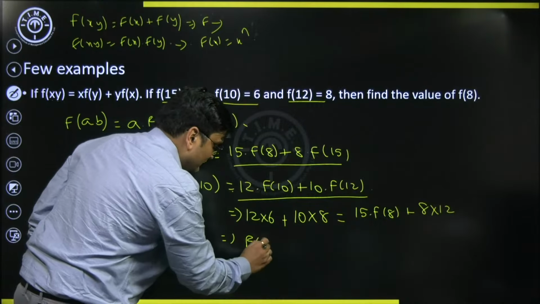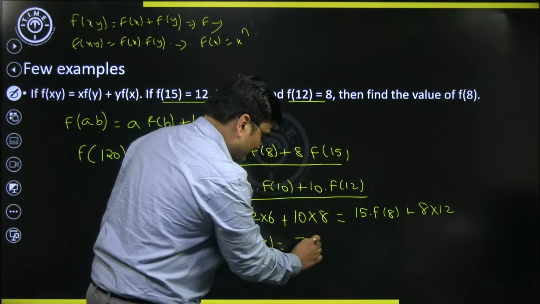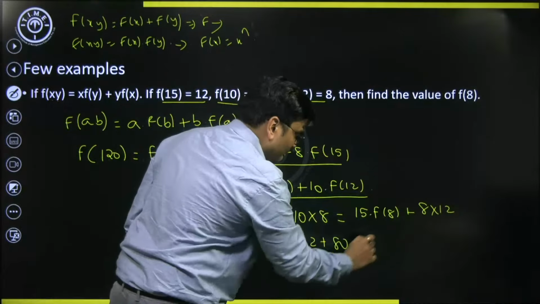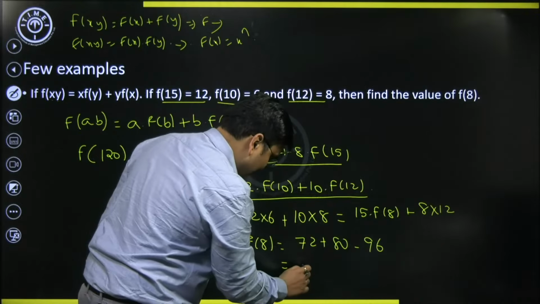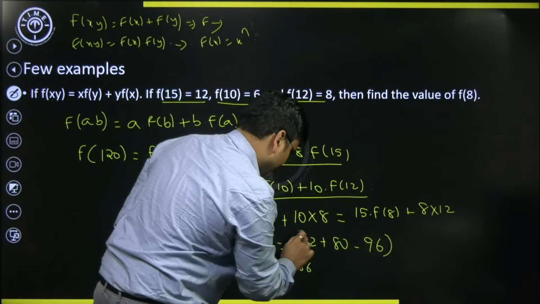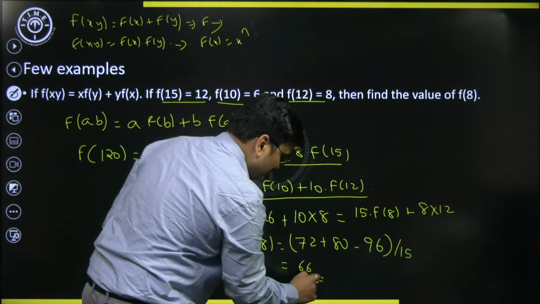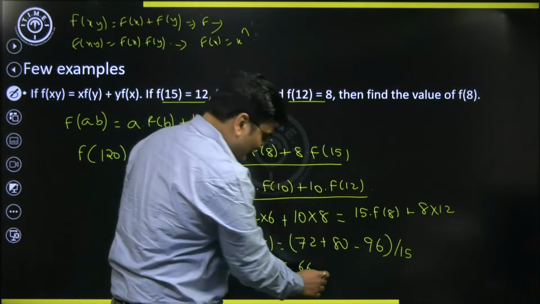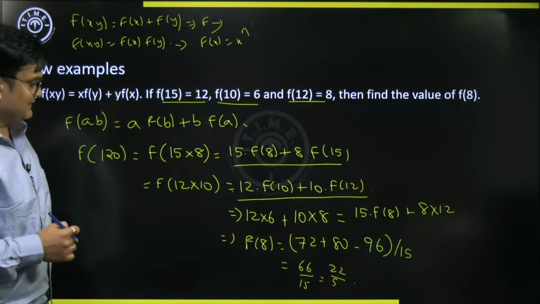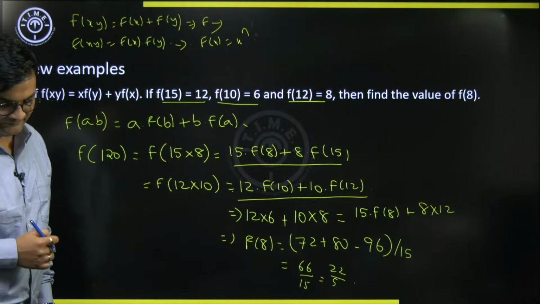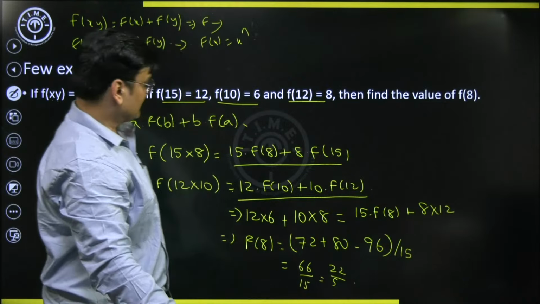So, can I say f of 8, the required value, will be nothing but 12 into 6 is 72 plus 80 minus 8 into 12 is 96, which will give you 66 by 15. 66 by 15 is nothing but, when you cancel out, 3 goes 22 times and 5 times. So we shall get our answer as 22 by 5. All right. I hope we are clear with this.